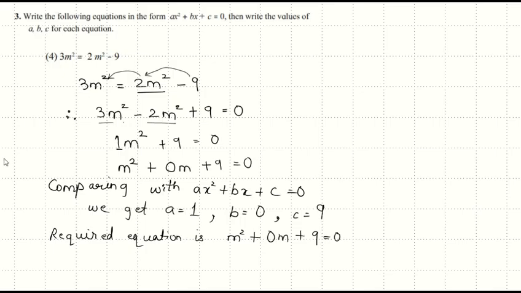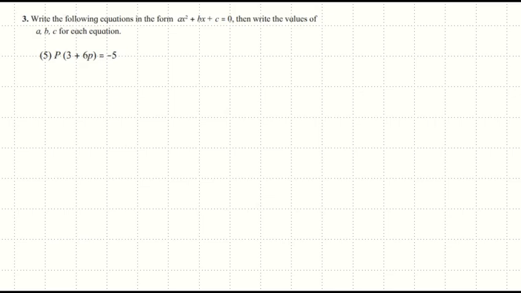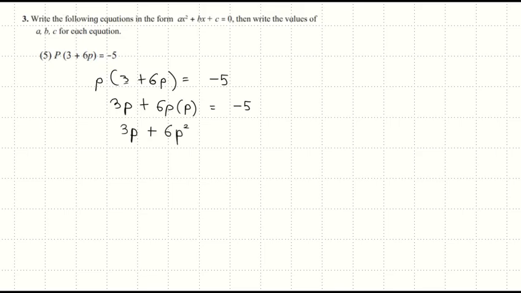Moving to next equation from question number 3, that is equation number 5. We have the given is p into 3 plus 6p is equal to minus 5. Always remember the first step is arranging and solving it. Okay, solve this first as we have a bracket. P into 3 is 3p plus 6p into p is equal to minus 5. How to solve it further? 3p plus 6p into p will give us 6p square, and this minus 5 will come on the left hand side. It will become plus 5 is equal to 0. So arrange it properly. 6p square will come first, then plus 3p, and plus 5 is equal to 0.